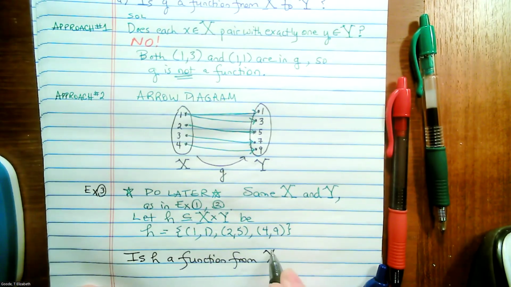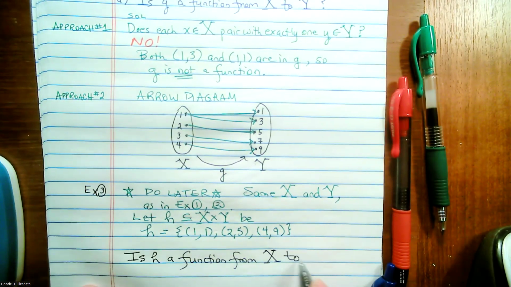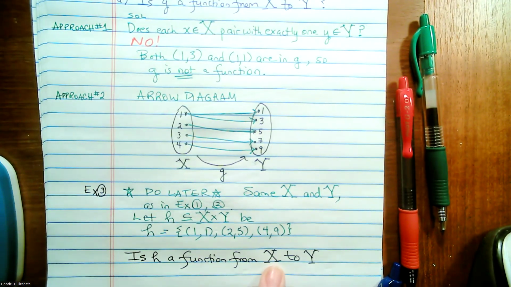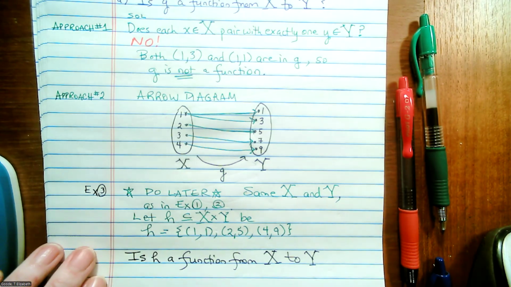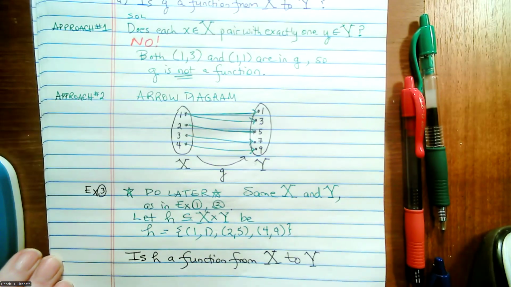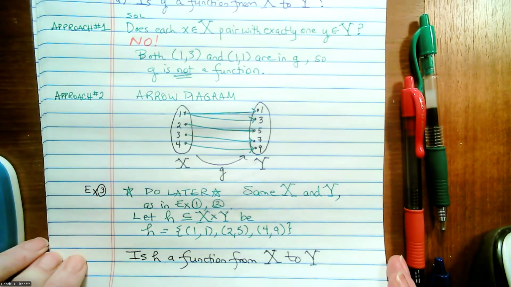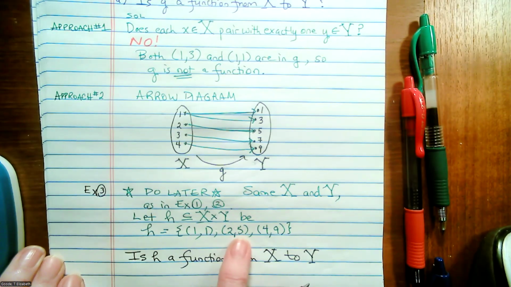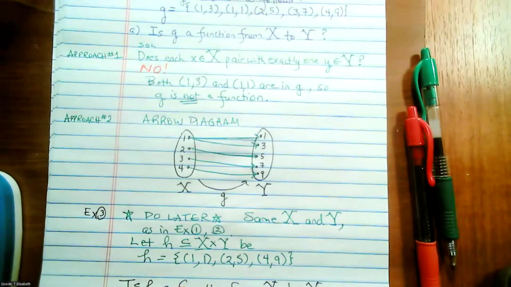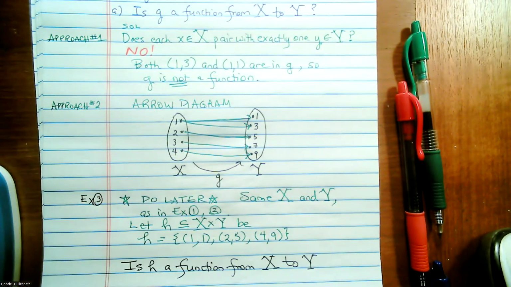Now, it could be a function from a restricted subset of X. If we trim X down, we could make H a function from a different set X, a trimmed or restricted X, into Y. But as long as we don't have that ordered pair with 3 as the first coordinate, we're not going to have a function. Okay? So I hope that that's clear.